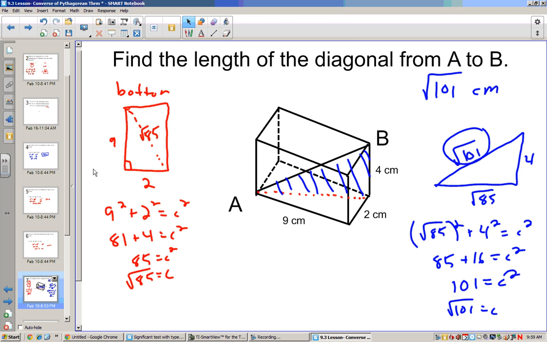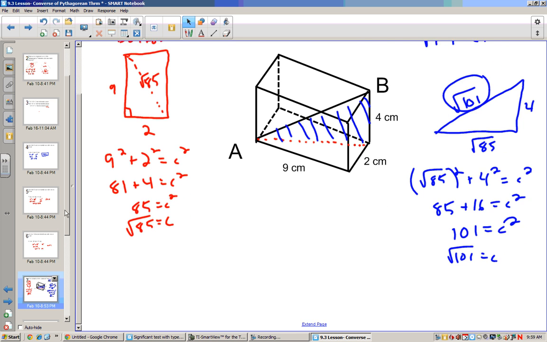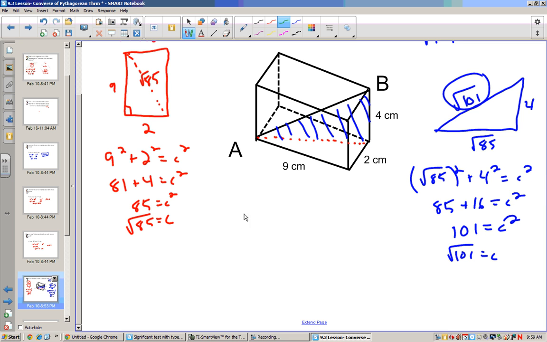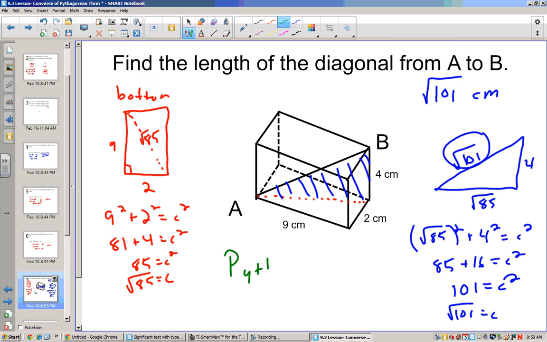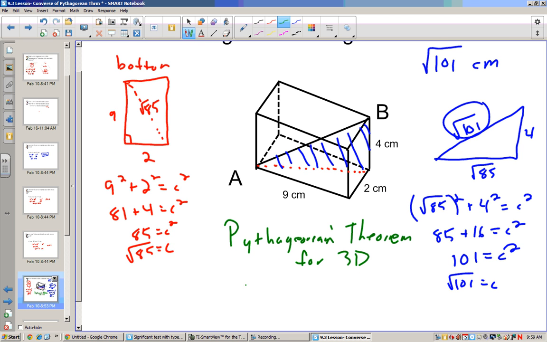Now there is a simpler way, but it's an extension of the Pythagorean theorem. I call it the Pythagorean theorem for 3 dimensions. I didn't spell Pythagorean correctly, so let's try it again. Pythagorean theorem for 3 dimensions. So that's a squared plus b squared plus c squared is equal to d squared.